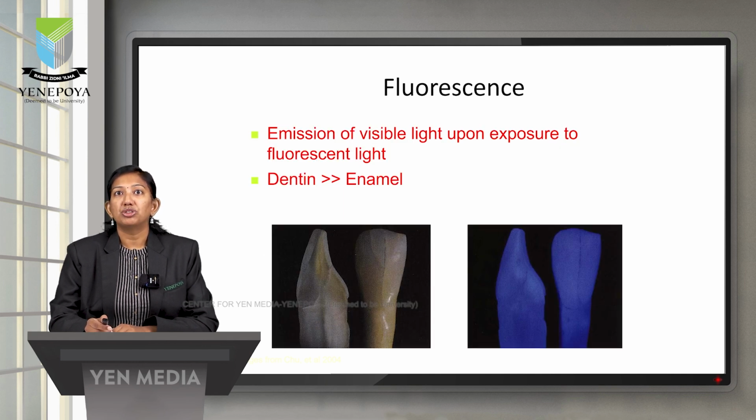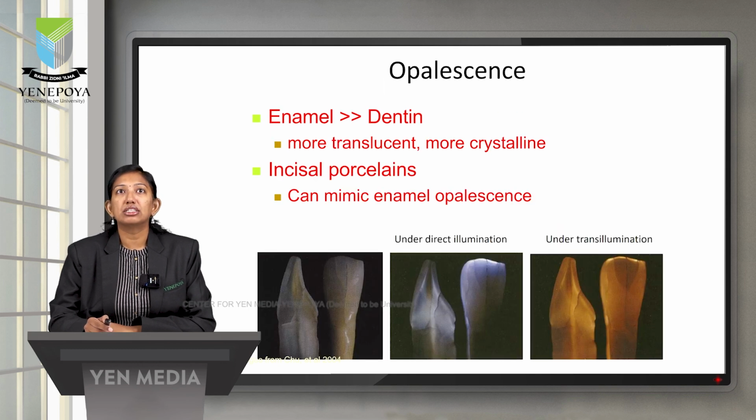Another property that we should be familiar with is fluorescence. Fluorescence is one of the properties of the tooth wherein when you apply a light, you can see a crack line, or it allows only a little bit of the light to pass through the tooth. So this is most commonly used to identify if there are any cracks within the tooth. But you can see how the shade also appears a lot different. The next property that you should know is opalescence. In this, enamel is more translucent and more crystalline than dentin. So you can see how the enamel opalescence can be mimicked by porcelain.